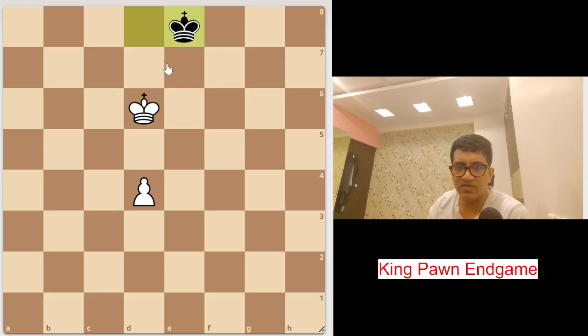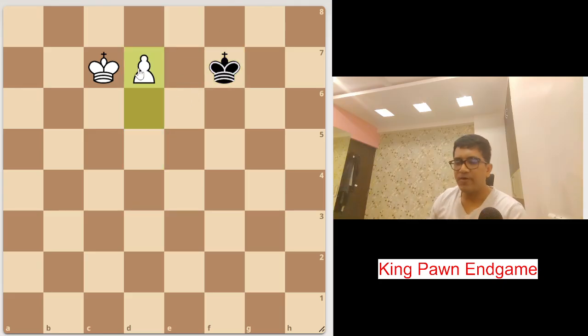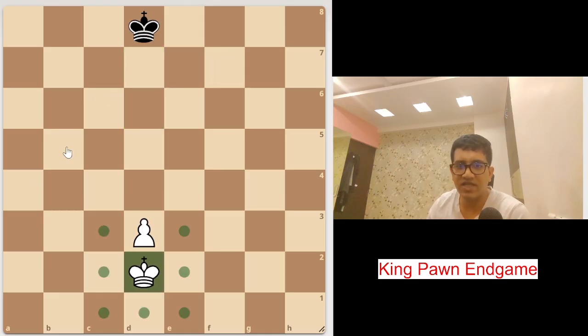And if it comes, this is simply winning. So you have to maintain the opposition, and also you have to note what the key squares are, and you have to occupy those key squares. Let's see another position.